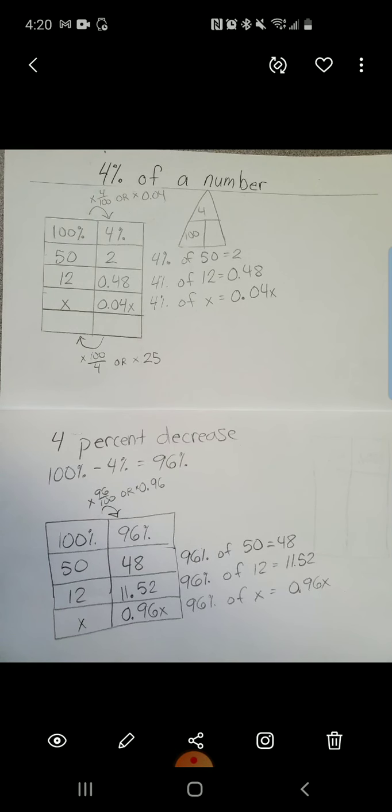This means that 96% of 50 is 48, 96% of 12 is 11 and 52 hundredths, and 96% of x is 96 hundredths times x.